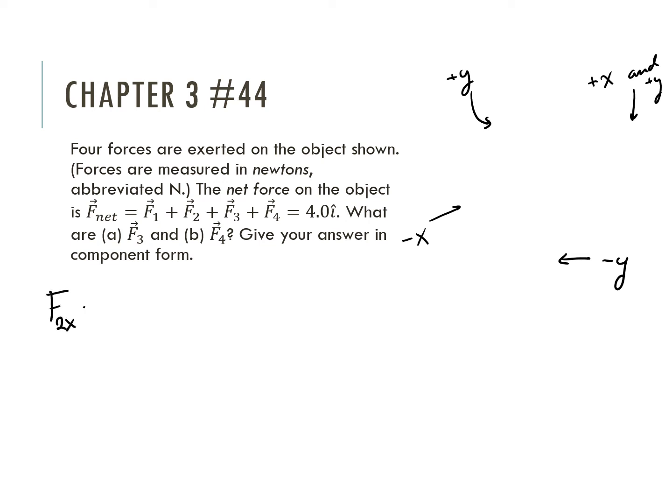Force 2x is going to be equal to force 2, the magnitude of force 2, which happens to be 6 newtons, multiplied by, if I look at my triangle, x is going to be adjacent, so it's going to be cosine theta. For my y direction, if x is cosine, it had better be sine theta.